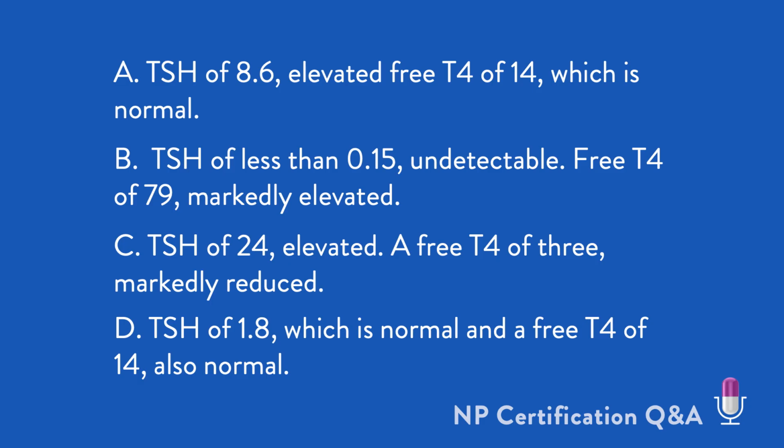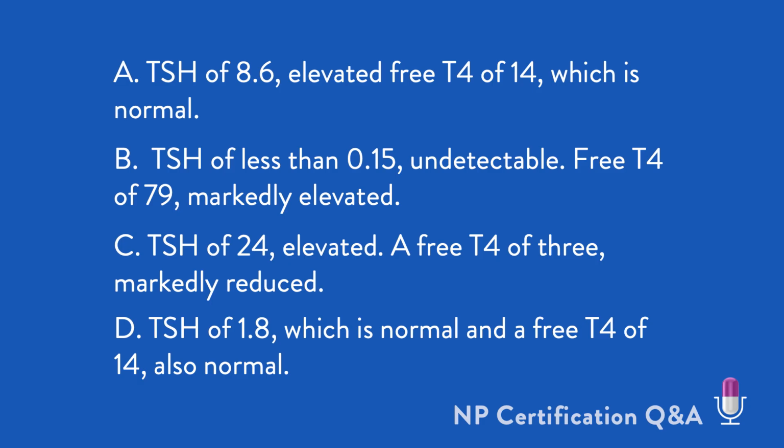Last option, D, the TSH is 1.8, which is within normal limits. Free T4 is 14, also within normal limits. Here we have normal lab values. Clearly, this is a person who does not currently have thyroid disease.